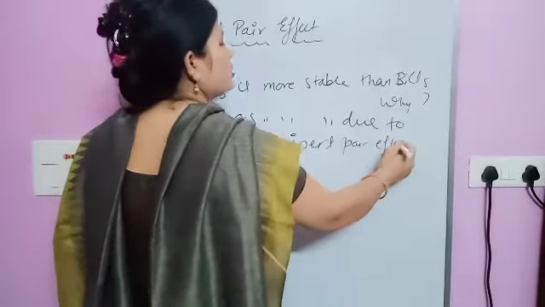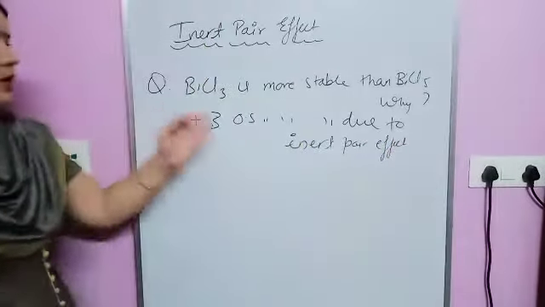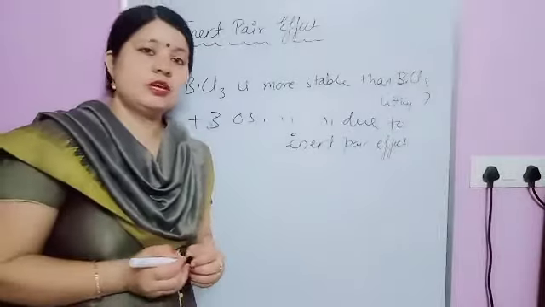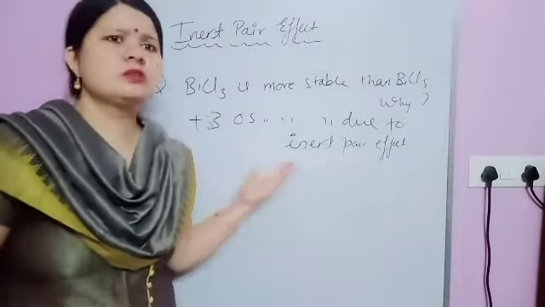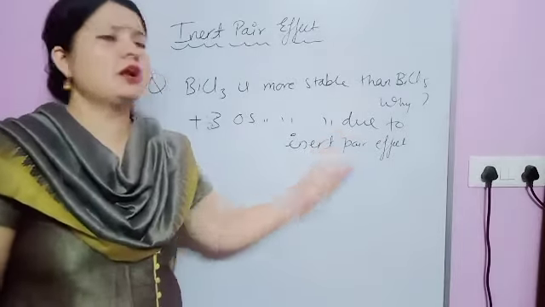Simple. This one is just because of inert pair effect. That one is BiCl3 is more stable than BiCl5. So accordingly the question will come and you have to write the answer. Your answer is simple. 1 mark का 1 number का question है, आराम से number आएंगे.